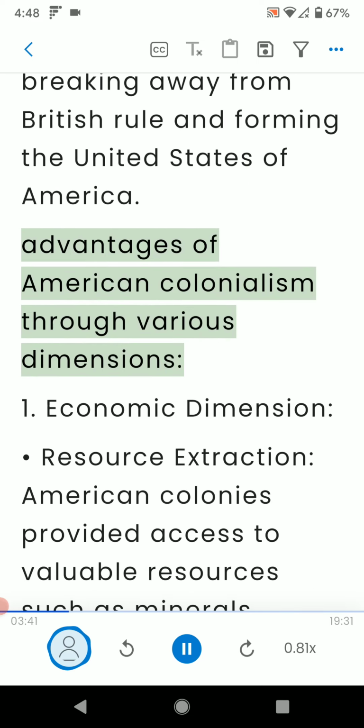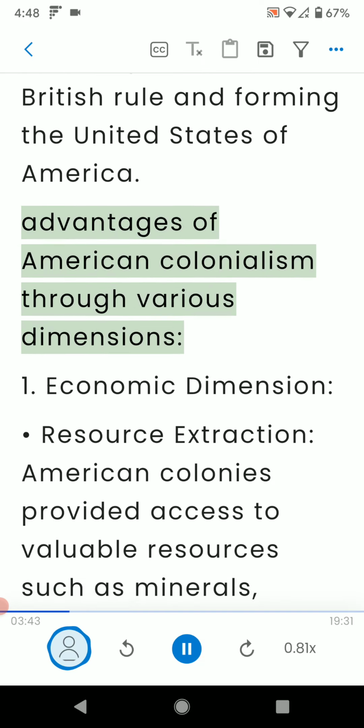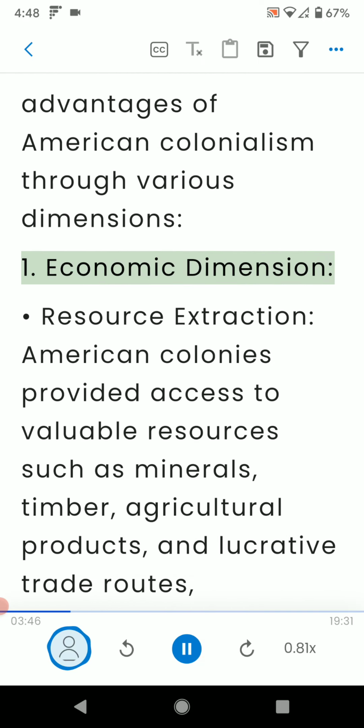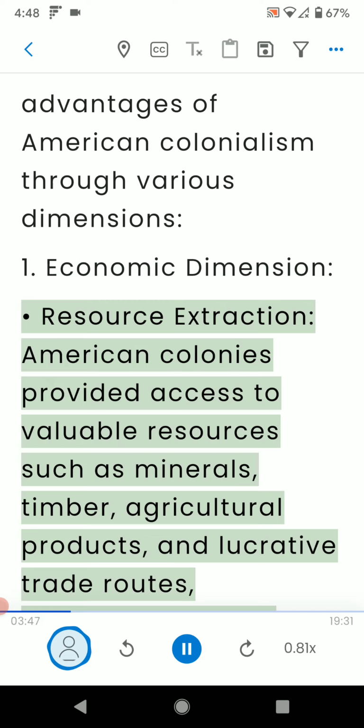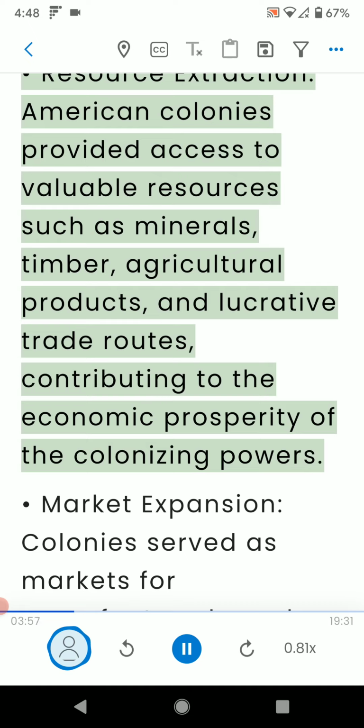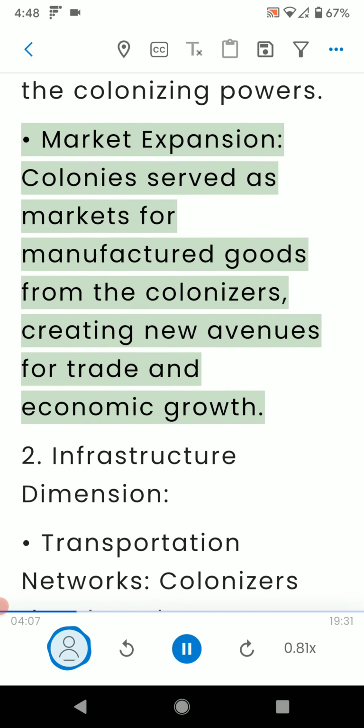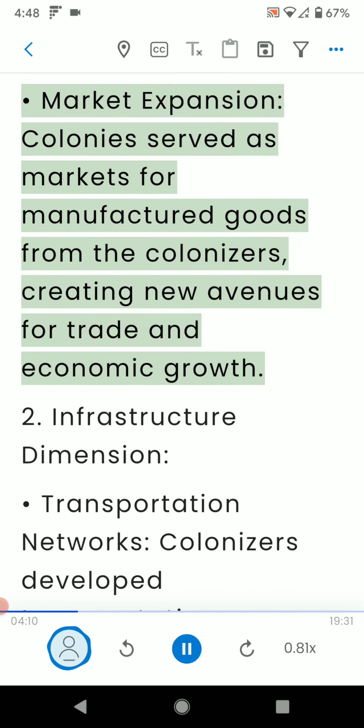Advantages of American colonialism through various dimensions. 1. Economic dimension. Resource extraction. American colonies provided access to valuable resources such as minerals, timber, agricultural products, and lucrative trade routes, contributing to the economic prosperity of the colonizing powers. Market expansion. Colonies served as markets for manufactured goods from the colonizers, creating new avenues for trade and economic growth.